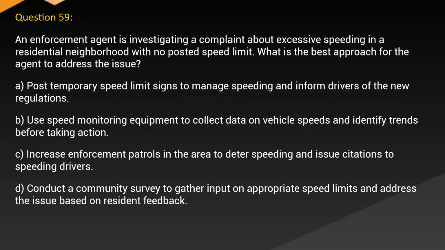Question 59. An enforcement agent is investigating a complaint about excessive speeding in a residential neighborhood with no posted speed limit. What is the best approach for the agent to address the issue? A. Post temporary speed limit signs to manage speeding and inform drivers of the new regulations.